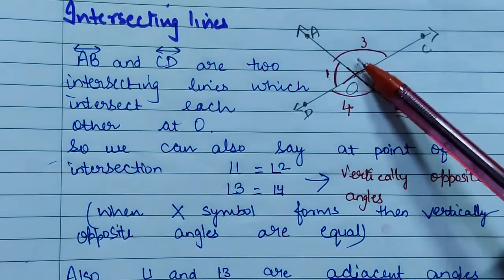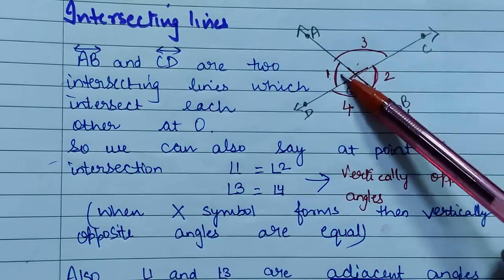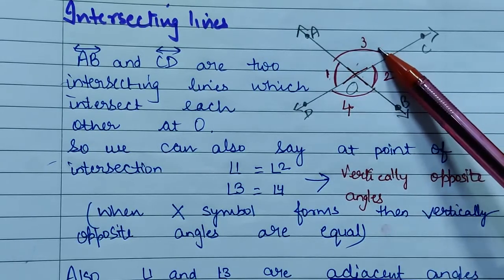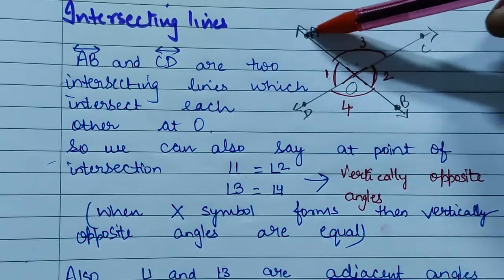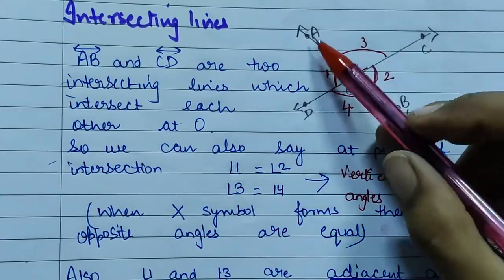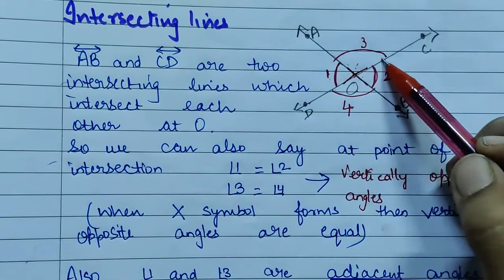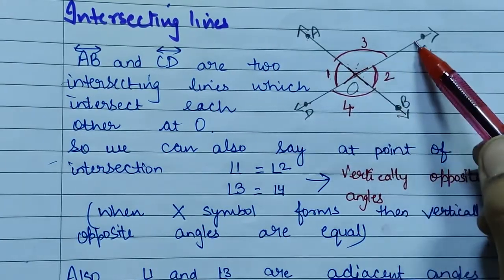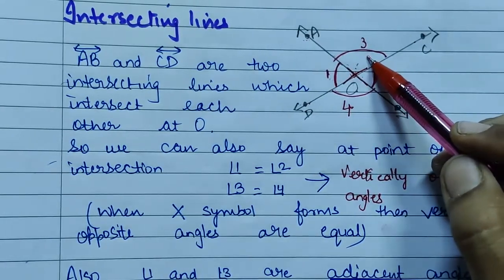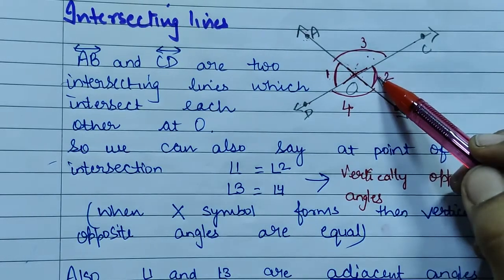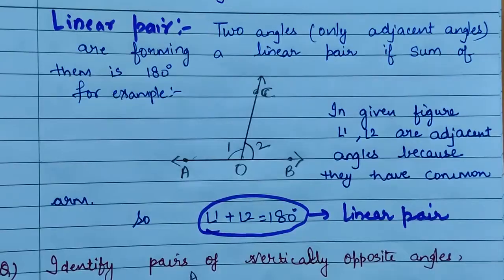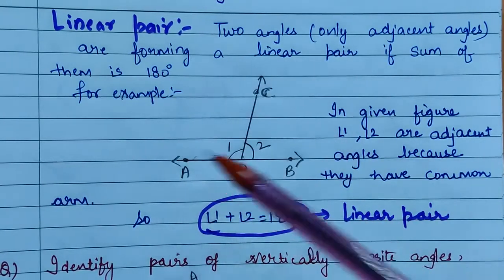Now here angle 1 and angle 3, they are adjacent to each other. So they are called adjacent angles because they have one arm which is common. Angle 1 has two arms, OD and OA. Angle 3 has two arms, OA and OC. So OA is common. So it means these two angles are adjacent. Also 2 and 3, 1 and 4, 2 and 4. Clear?